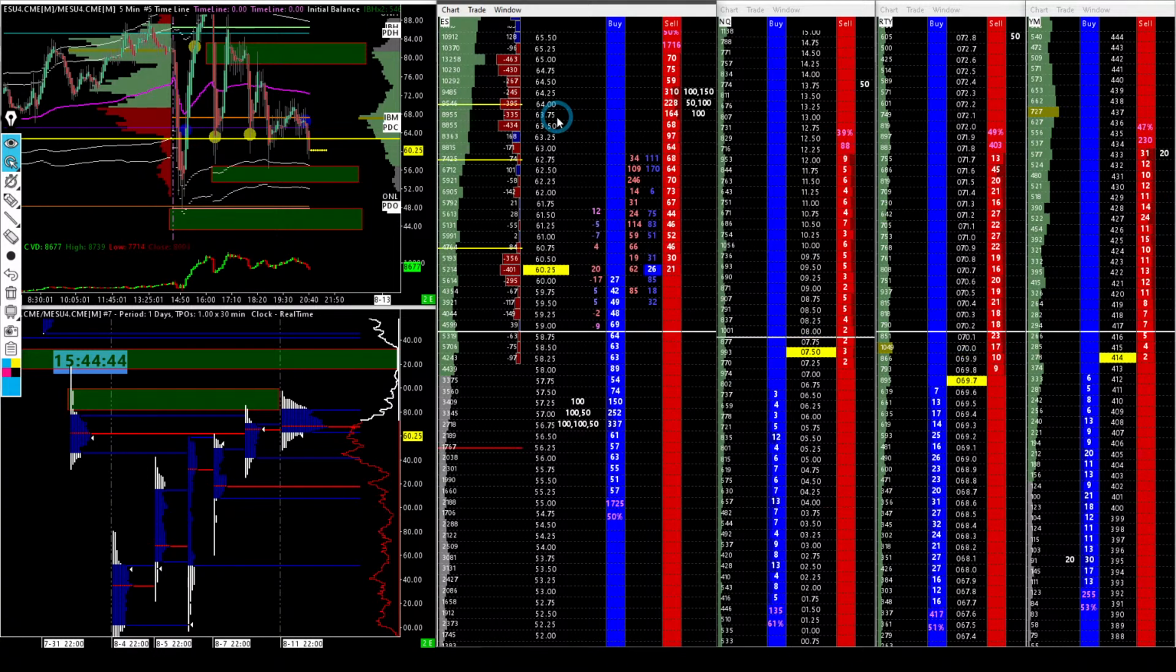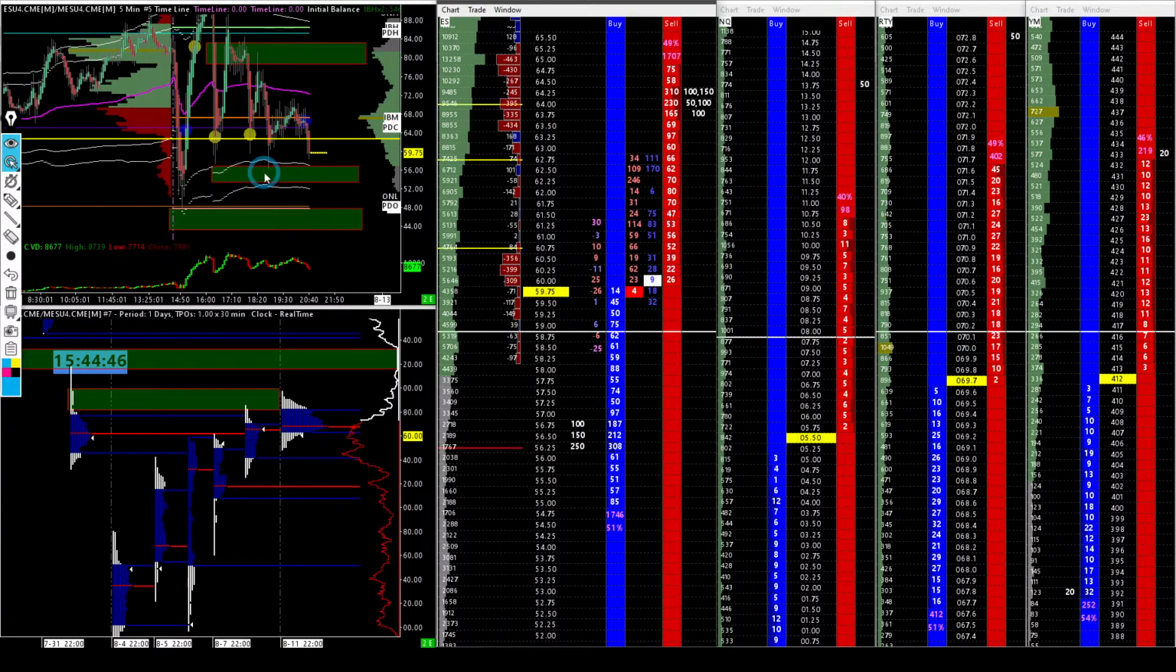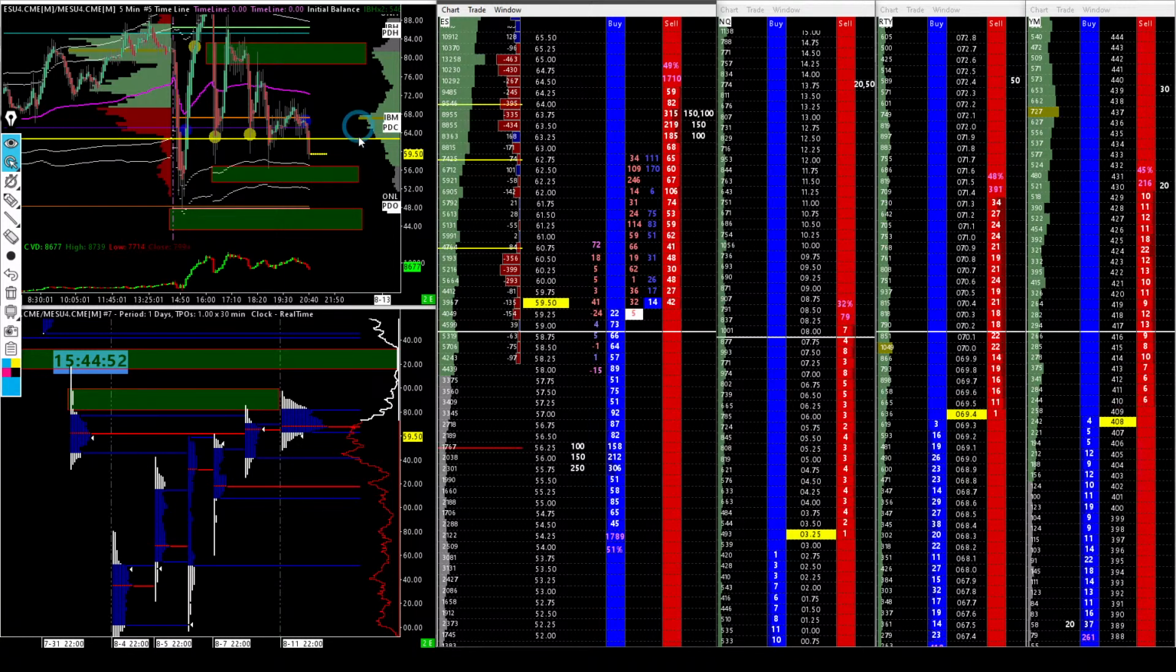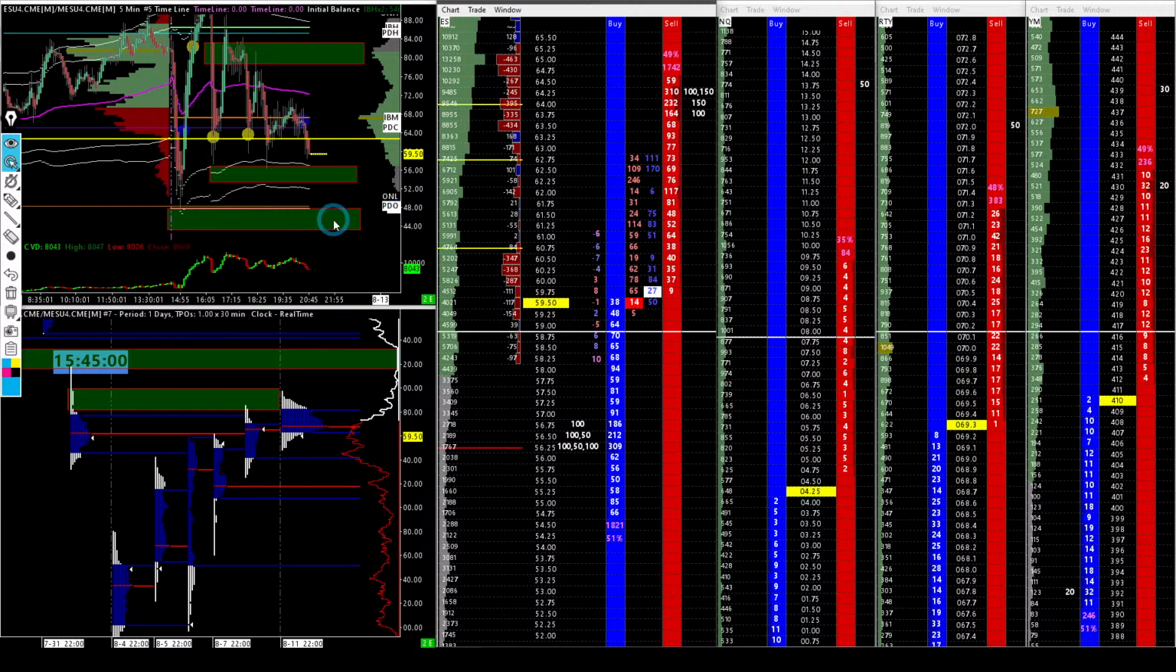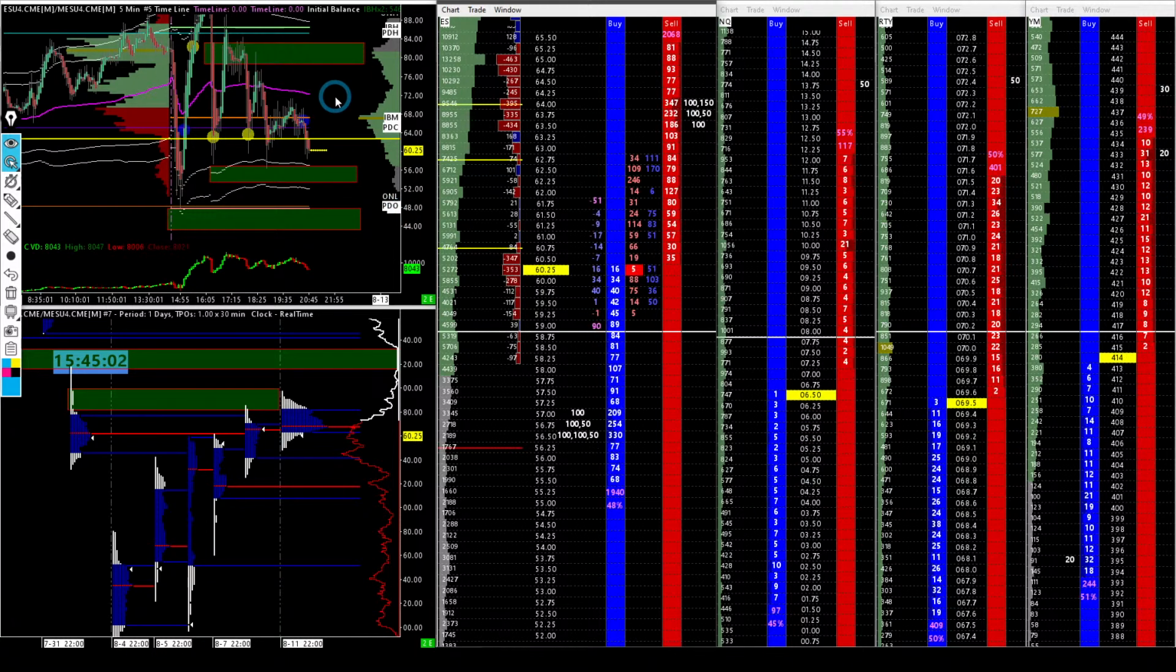What do you guys think? Do you think we'll get a sweep? Sweep of the low? I mean, this is the thing. If they do come in here with like 5,000 negative delta, which could very easily happen, we could get down to like 48s and then work away, but it's going to need to be done with a ton of selling.